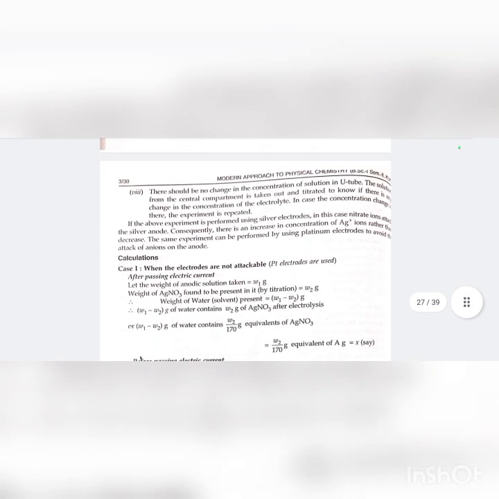Fifth, after electrolysis, the stopcocks of the U-tube are closed. Sixth, the whole liquid in the anodic compartment is carefully drained into a weighed flask and its weight is determined. It is titrated to determine the weight of the electrolyte present. Seventh, the weight of the silver deposited in the silver coulometer is determined. Eighth, there should be no change in the concentration of the solution in the middle compartment.